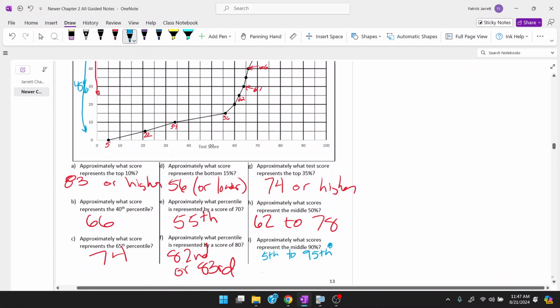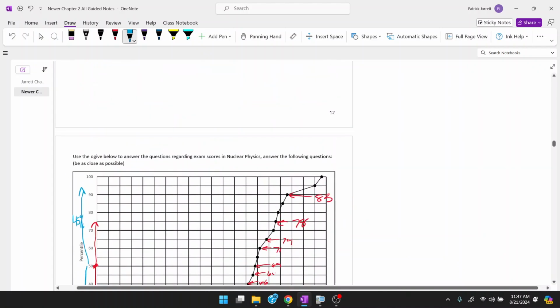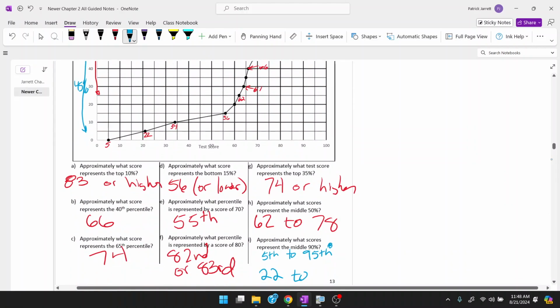Now, the 5th percentile looks to be what? 22. And the 95th percentile looks to be 95. Wow. So yeah, 22 to 95. Now, there's plenty more practice for this on Moodle when you go to look at that. But these ogives, I think, are going to be very good.